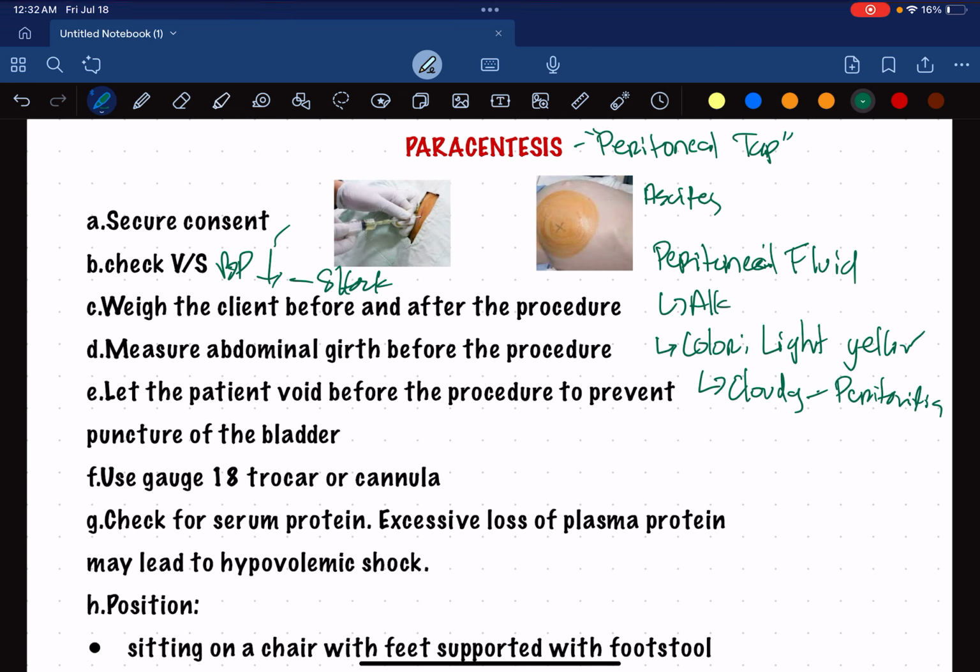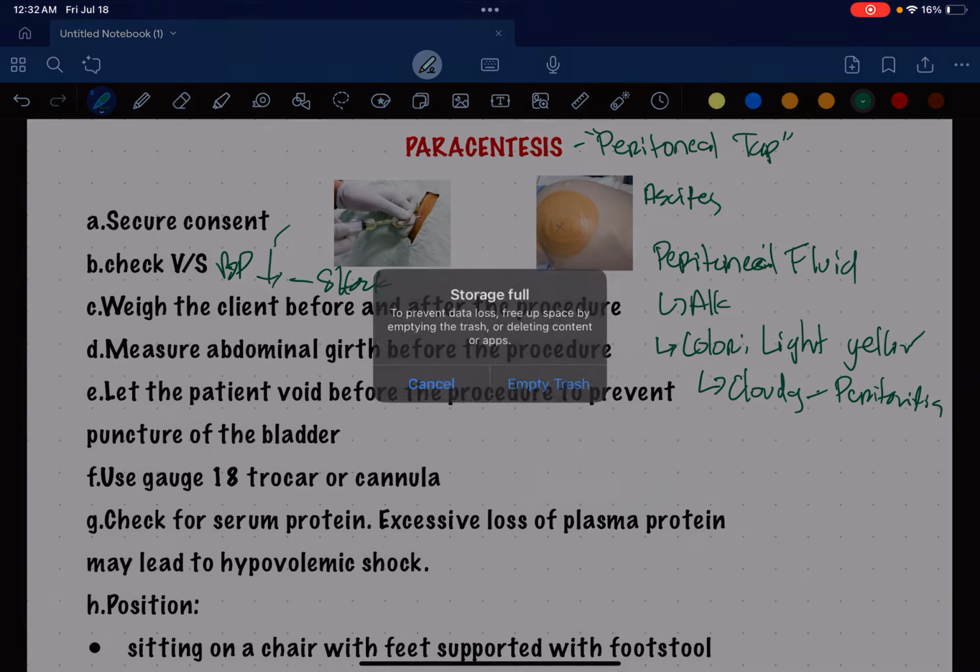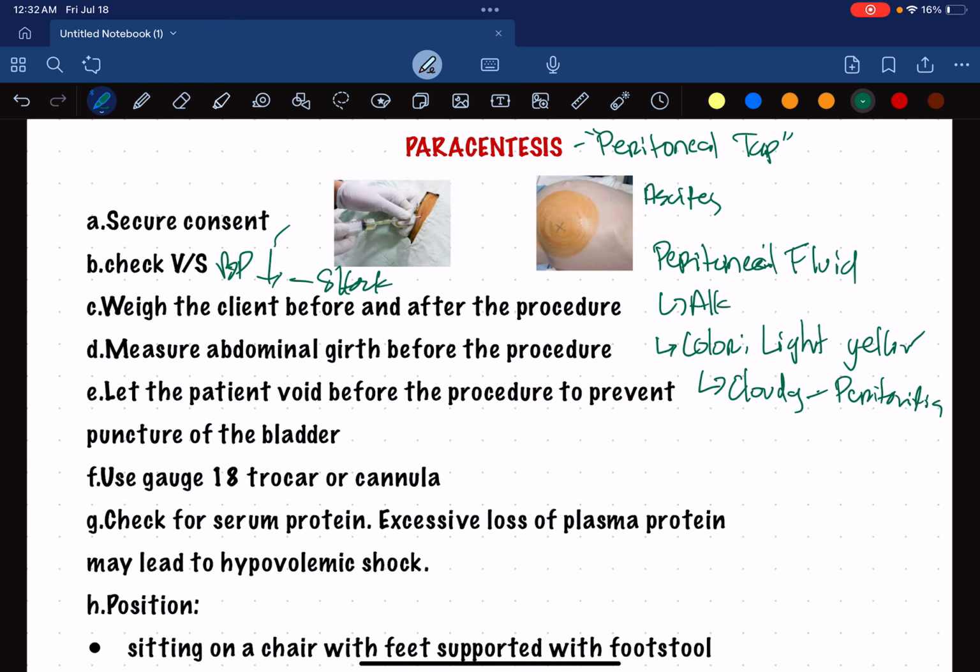So, kapag shock na ang pasyente natin, class, agad-agad, we need to position the patient. Pag nag-shock ang pasyente natin, we need to position the patient into Trendelenburg position. Yun yung nakataas yung dalawang paa niya, para yung blood doon sa kanyang lower extremities ay pumunta muna sa heart. Para magkaroon ng enough supply.